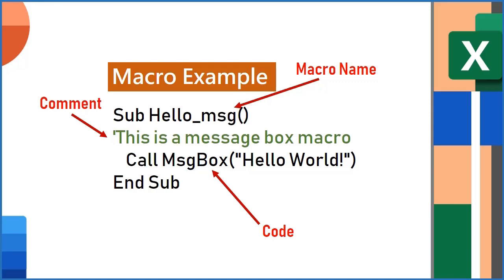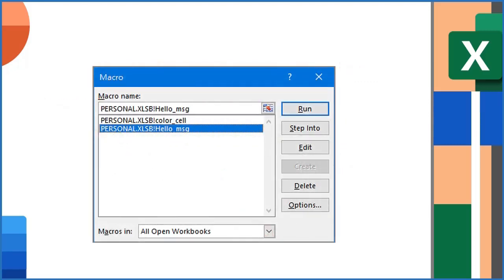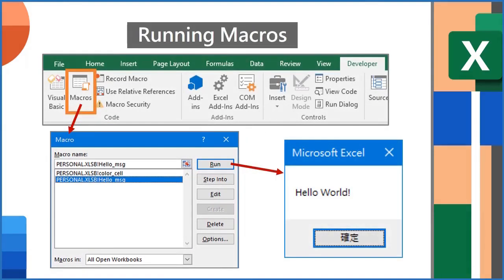This simple macro uses the built-in subroutine MsgBox in VBA to display a message box. The Call keyword is used to call a subroutine that takes 0 or more arguments. In this case, the argument is the string "hello world", which is enclosed in quotation marks. After you create this macro, it will show up in the macro dialog box together with the recorded one. When this macro is run, it will display hello world in a message box.